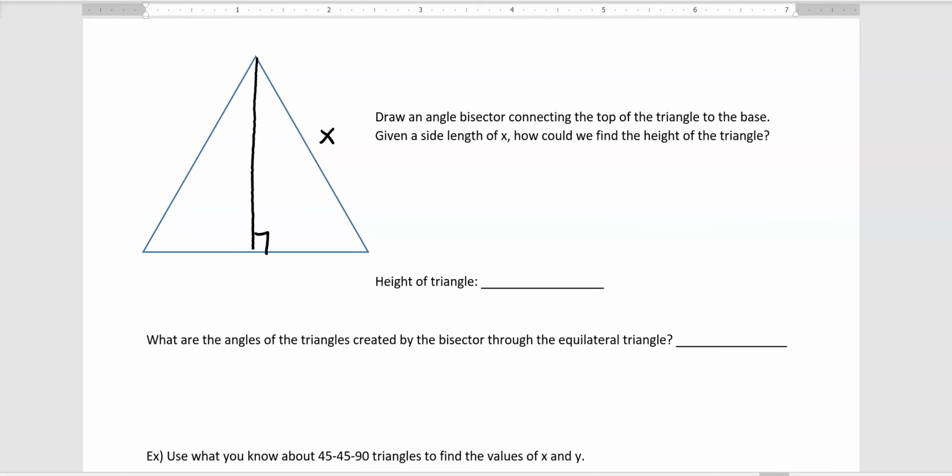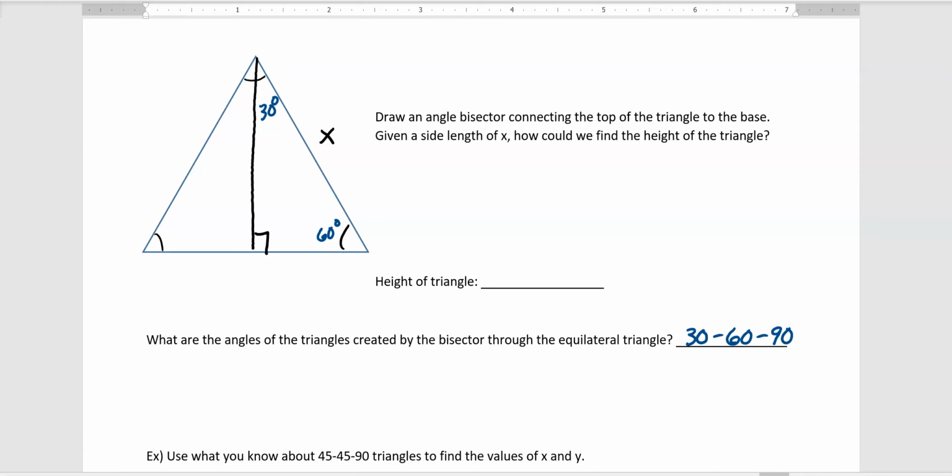Originally, these were all 60-degree angles, right? This was 60 degrees, this was 60 degrees, and this was 60 degrees. But I've cut that angle in the top here in half. So now this is going to be 30 degrees, this is going to still be 60 degrees, and then of course we have the 90-degree angles here. So we've created a 30, 60, 90 triangle.